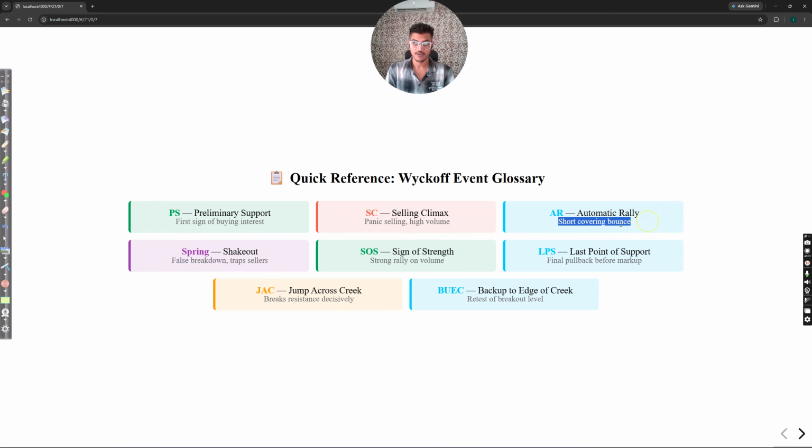For instance, selling climax means panic selling with high volume. Spring means a shakeout, a false breakdown that traps sellers. Sign of strength means a strong rally on high volume. And last point of support is your final pullback before markup. Then this is your retest of the breakout level. Here you see back up to the edge of the creek, BU. That's your retest of the breakout level.